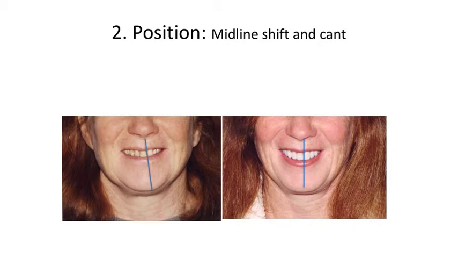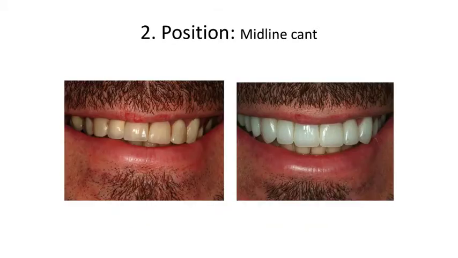It is perpendicular to the horizon, or it bisects the long axis of her face. And by doing that, taking away the cant and making the midline upright, it detracts from the noticeability of the shift of it to one side or the other. So here you can see the midline cant, and here on the right-hand side you can see the improvement when it's made upright.